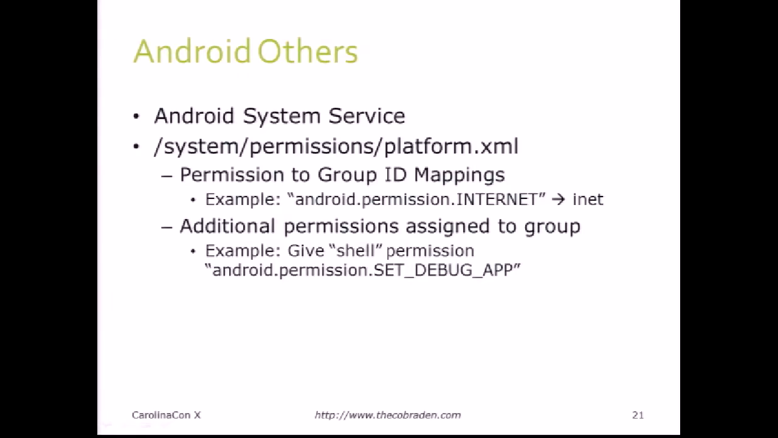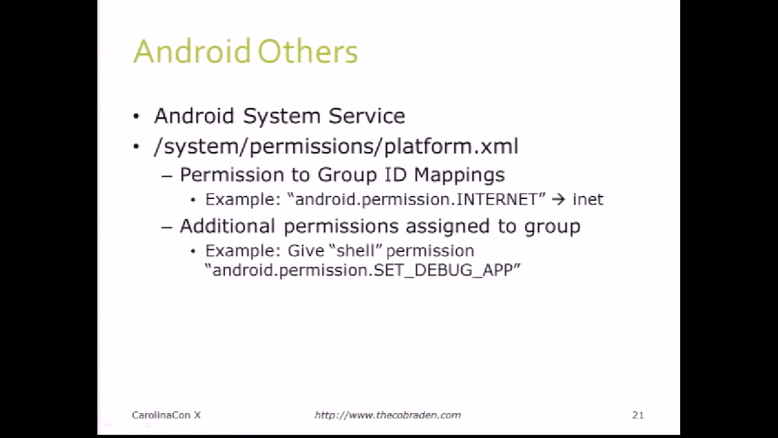There's also this file called platform.xml, which is stored on the system partition. Basically it's a mapping for two different things: permission to group ID matchings. What people don't realize is that when you request the internet permission, all it's doing is adding you to the group INET. The group INET is allowed to create sockets, and the regular group that you are assigned to as a default application is not allowed to create sockets. So when you try to access the internet and you don't have the group INET, you fail at the socket level in the kernel.